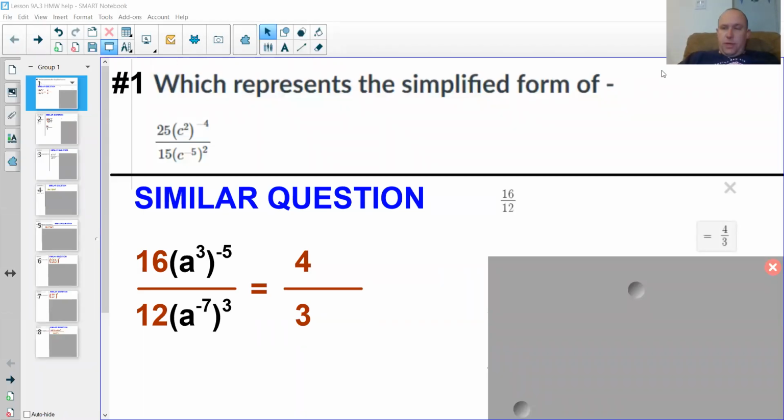Okay, this is the homework help for lesson 9, 8.3. So we looked at power to a power in the previous lesson, and this is the extension of power to the power, looking at slightly more complicated questions. So here was the actual question, and here's the similar question that I'm actually going to do.